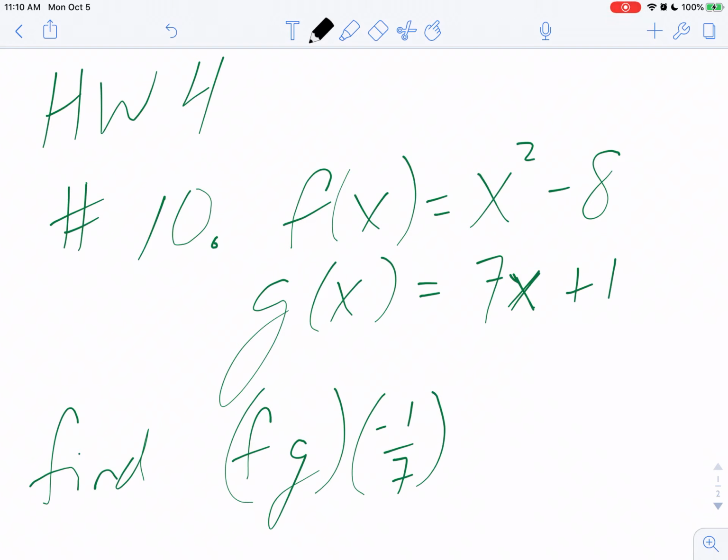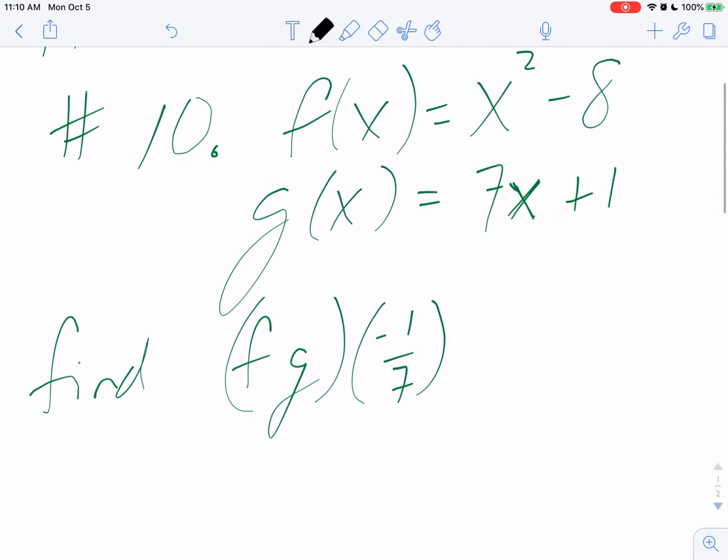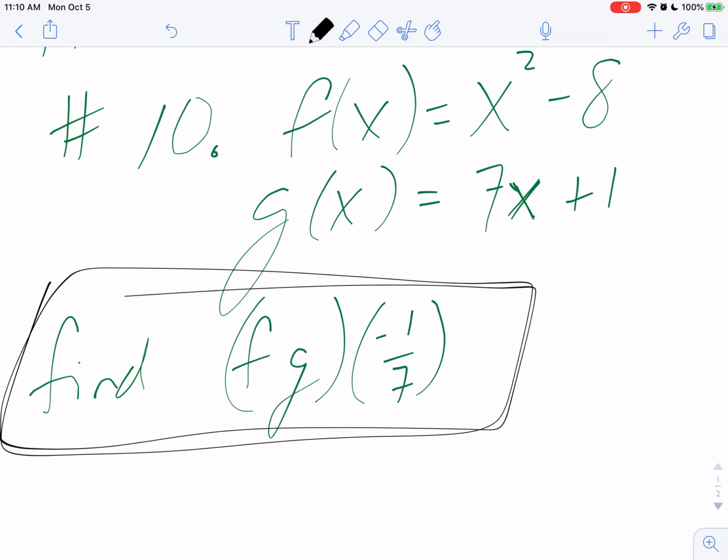Well, for number 10, it's another function notation problem. It's another function calculation. They're going to give you two functions, and yours are going to be different than mine, but in this problem they give us f of x is x squared minus 8, g of x is 7x plus 1, and you're being asked to calculate f times g of negative 1/7.